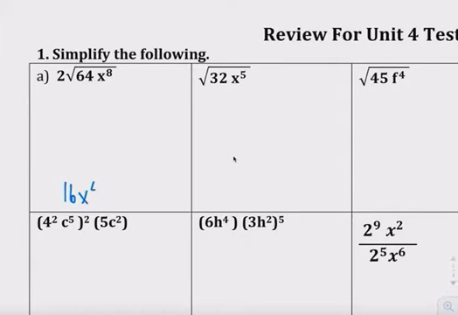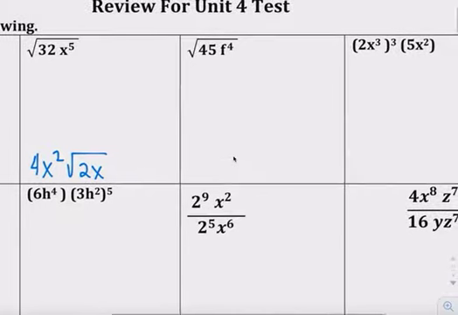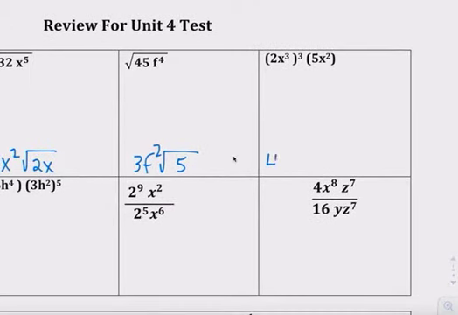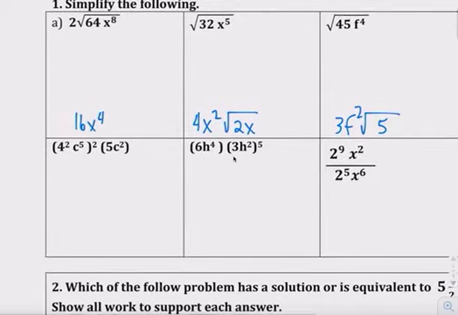X to the 4th. This one here is 4x squared, 2x. This one here is 3f radical 5, f squared. And this one is 40. If you have any questions, feel free to come at lunch and ask me.